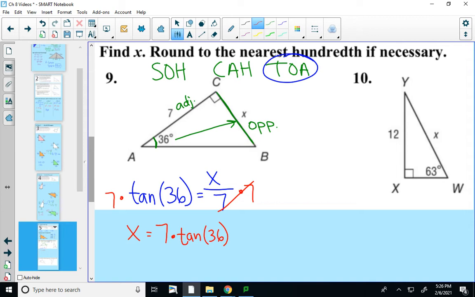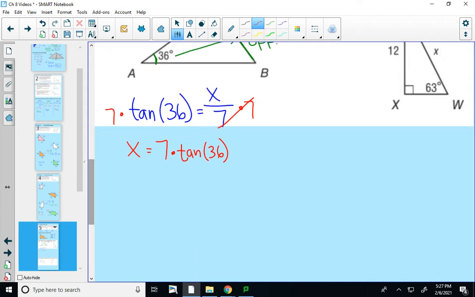There's not really a great way for me to show this to you in a video. So if you need help putting it in your calculator, please ask in class, or you can probably Google where the tangent button is on whatever your calculator is. But I'm just going to type in 7, press the tangent key, 36, close the parenthesis, and I got 5.0857. Round to the nearest hundredth would be 2 things after the decimal place. So we will call that 5.09.